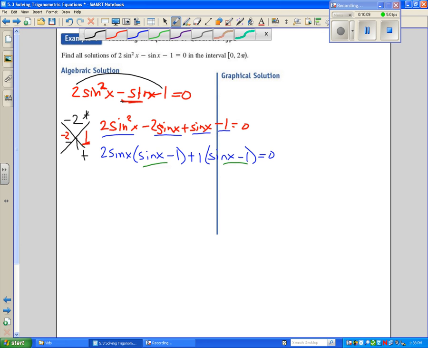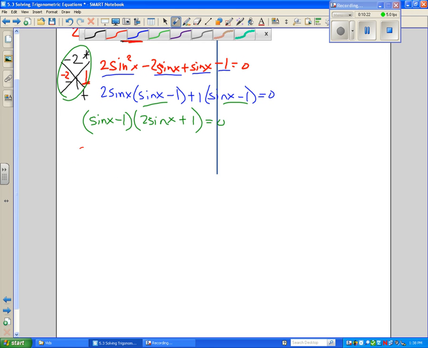Notice these two are the same, which they will be if this works. So then we have sine x minus 1 times 2 sine x plus 1, and this is equal to 0. Now we just set each of the factors equal to 0 and solve. So we have sine x minus 1 equal to 0 and 2 sine x plus 1 equal to 0. And we just solve each one. Sine x equal to 1.